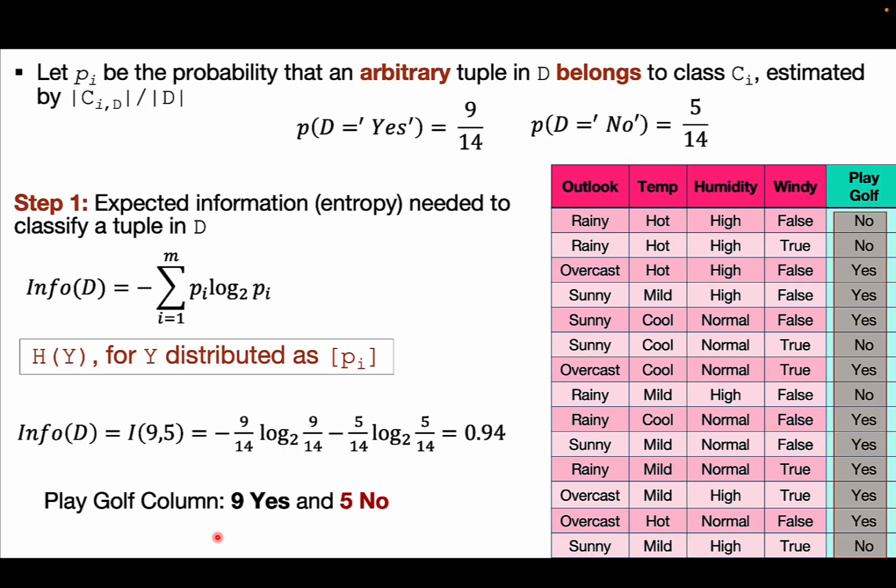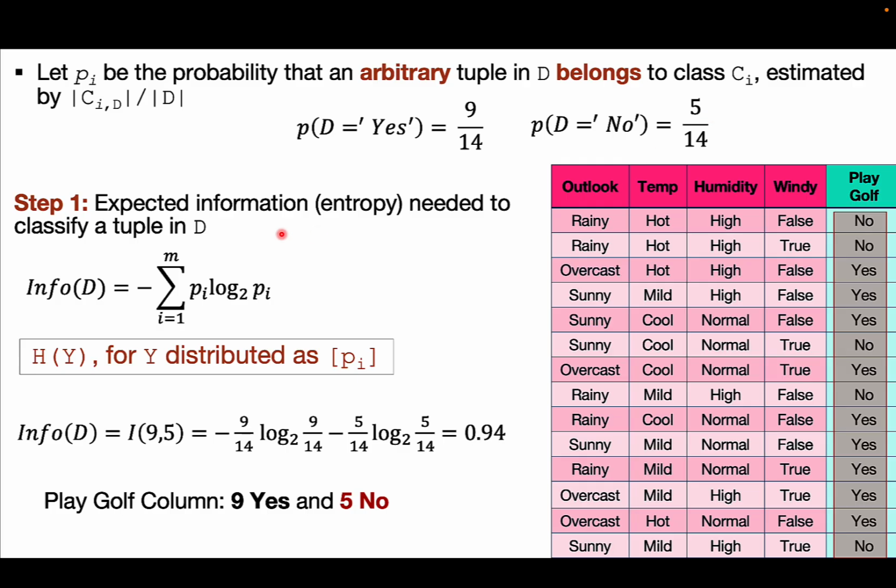In the following slides, we will walk through computing the information gain for the play golf dataset, and we're going to try to split using Outlook and other attributes. And recall that there are 14 examples, 9 yes and 5 no.